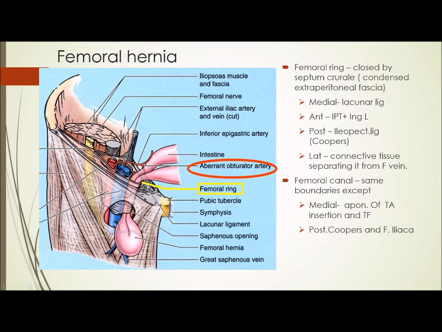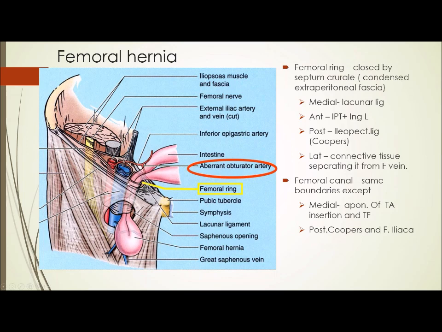Medially, you can see the lacunar ligament, so that's the medial boundary. The anterior boundary, most anteriorly, is the inguinal ligament, and behind that is the transversalis fascia, the iliopubic tract. So the immediate boundary would be the iliopubic tract, and more anterior to it would be the inguinal ligament. Posteriorly, this is the part of the iliopectineal ligament, that's basically Cooper's ligament, which makes the posterior boundary.